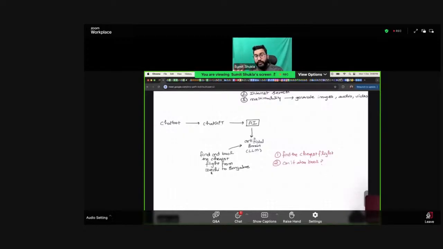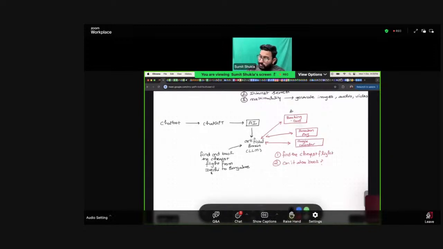But what if I provide the access? So what if I connect this particular LLM with, let's say, booking.com? What if I connect this particular LLM with, let's say, my Amazon Pay account? What if I connect this particular LLM with my Google Calendar? So this is what an agent is.